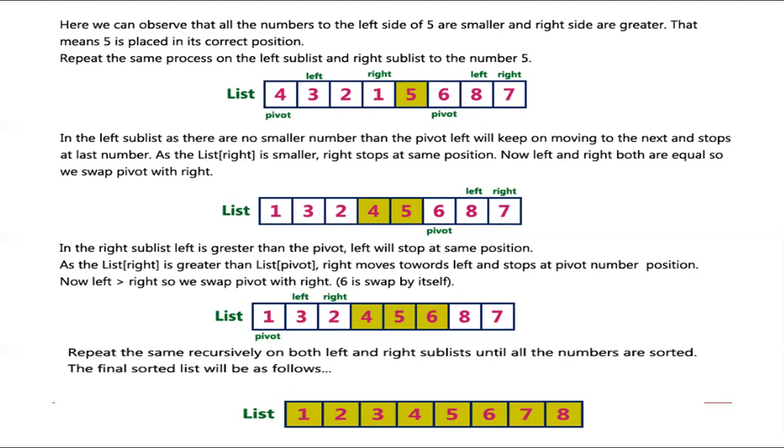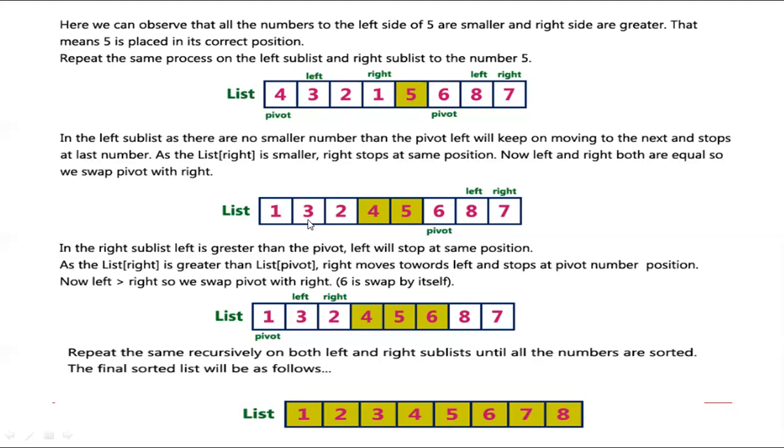So the list of elements can be divided into two parts using the pivot. The elements on the left are less than the pivot. Then the second array, the right side elements, are greater than the pivot. Clear? In the left sublist, as there are no numbers smaller than the pivot, left will keep on moving to the next and stops at the last number.